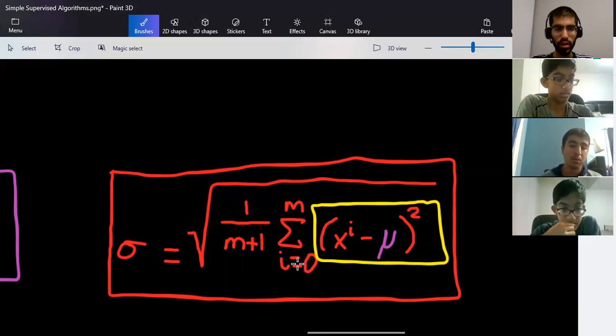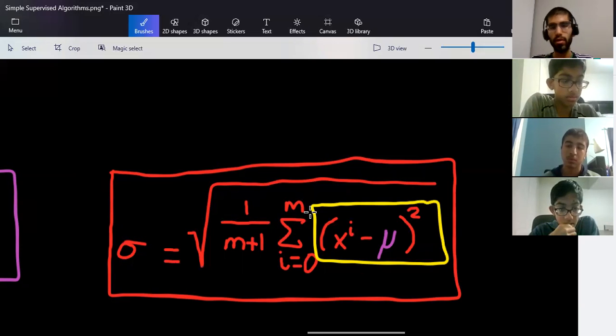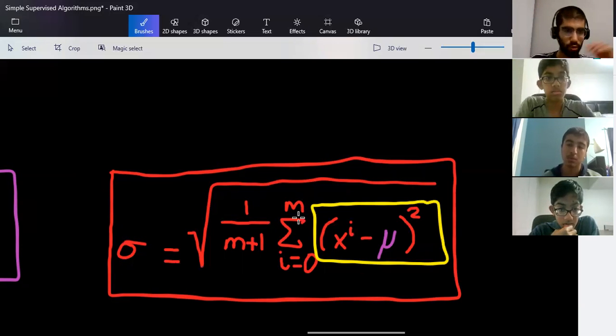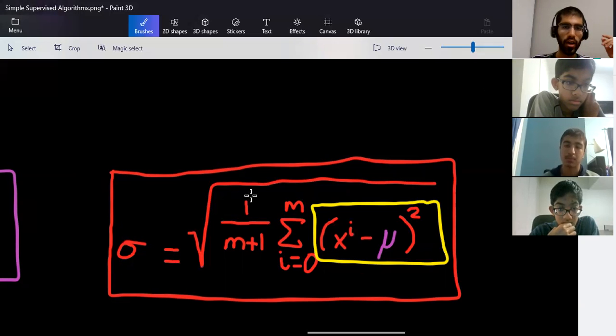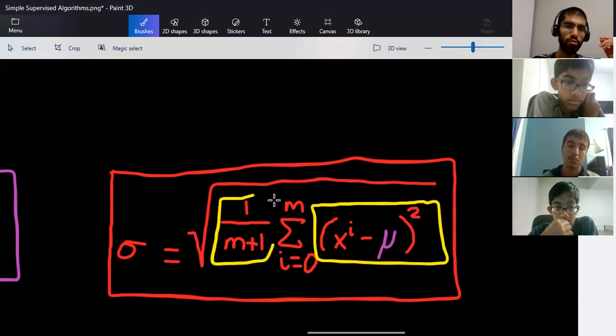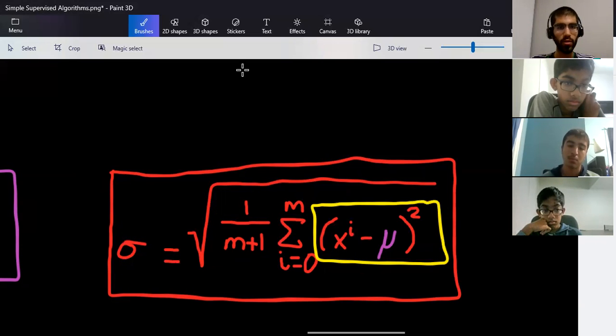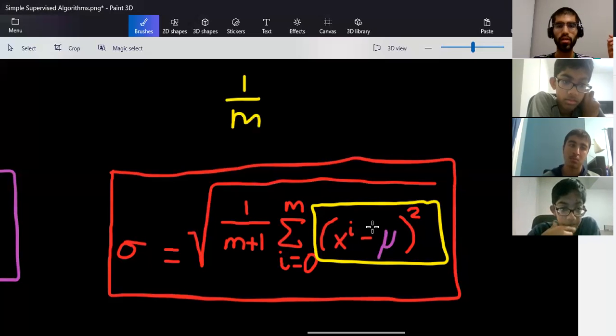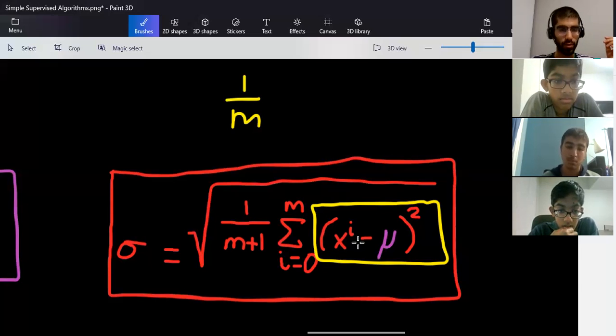So from the 0th example, i equals 0 to m, all m examples, yeah? And then we divide almost by 1 over m, almost by the number of examples. So 1 over m, if we divide by that, it would kind of be like we're taking the average of all of these differences across all of these examples.